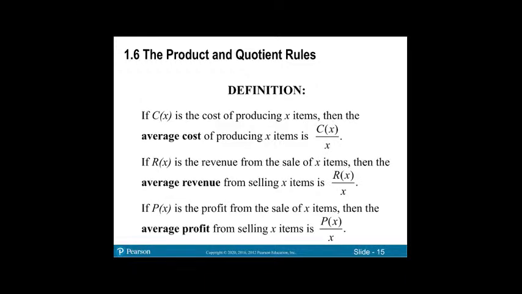Okay. So if C of X is the cost of producing X items, then the average cost of producing X items is going to be given by this. If R is the revenue from the sale of X items, then the average revenue is going to be R over X. If P of X is the profit from the sale of X items, then the average profit is going to be P of X over X, okay?